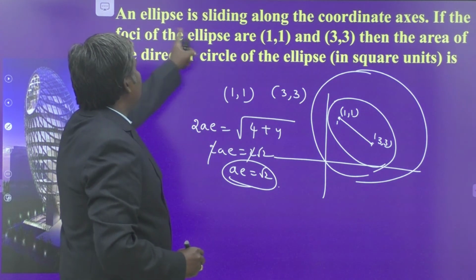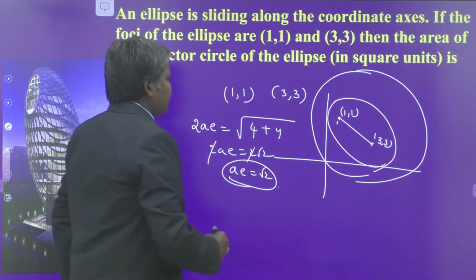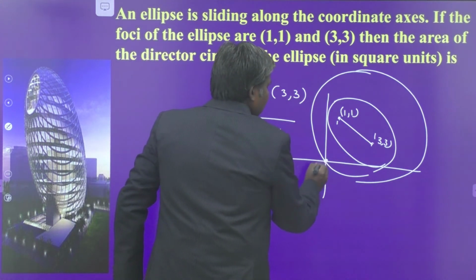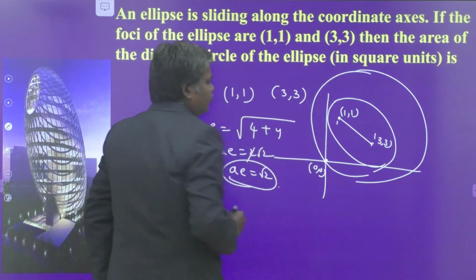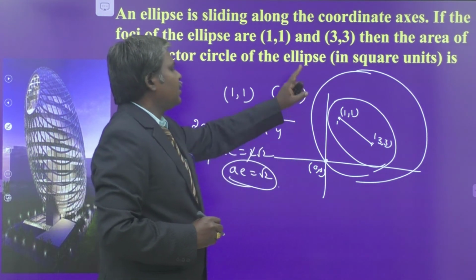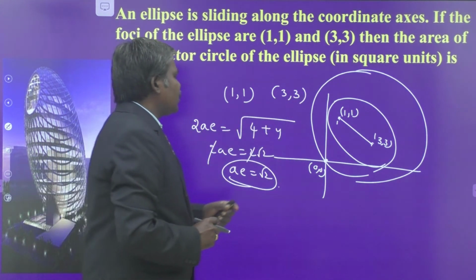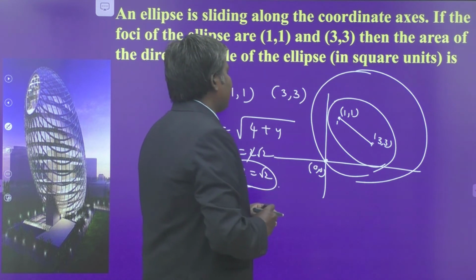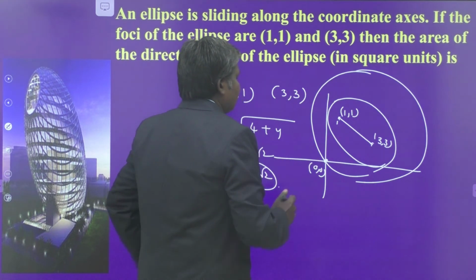Okay. An ellipse sliding along the coordinate axis. That means this is the point of intersection, the point of intersection which lies on your director circle. That means the locus of the point of intersection of perpendicular tangents is your director circle.